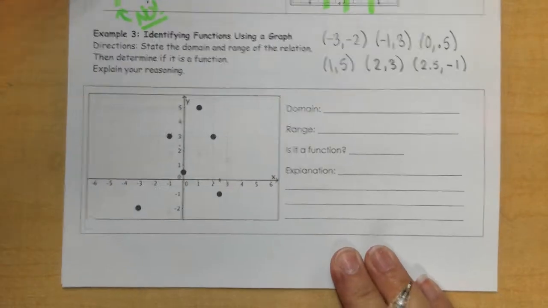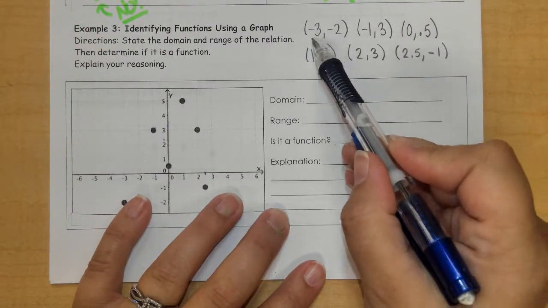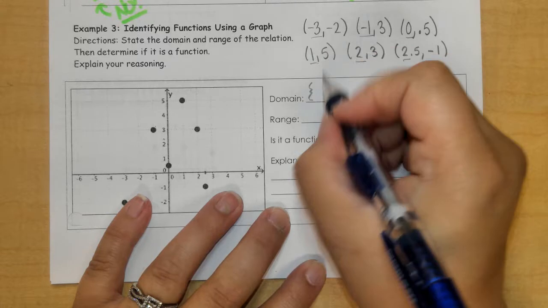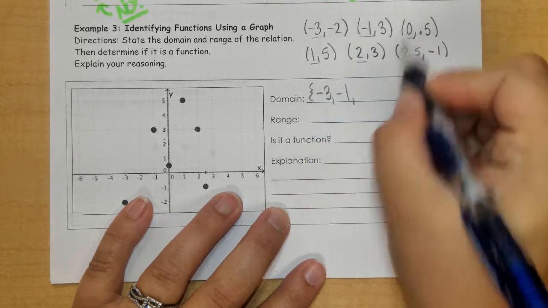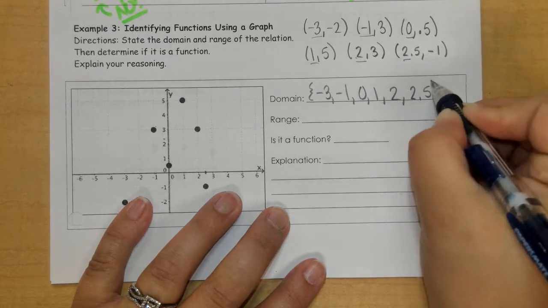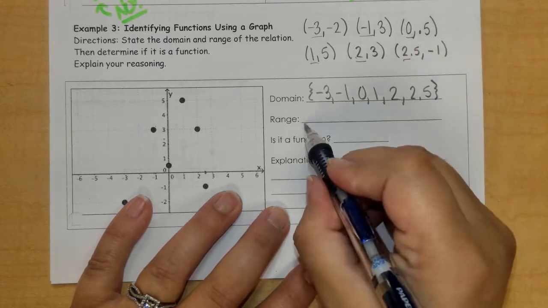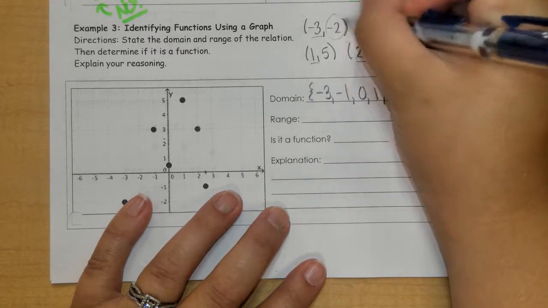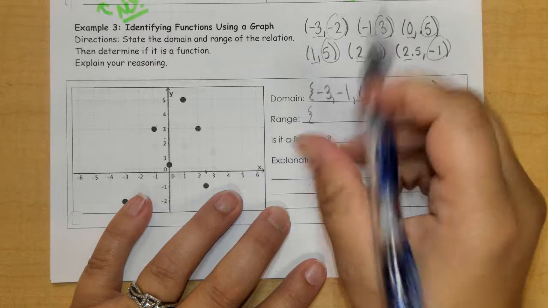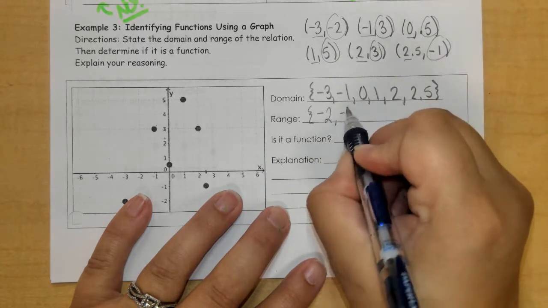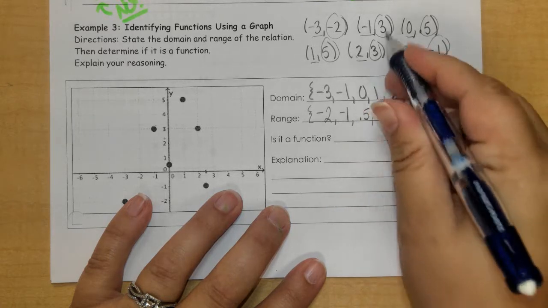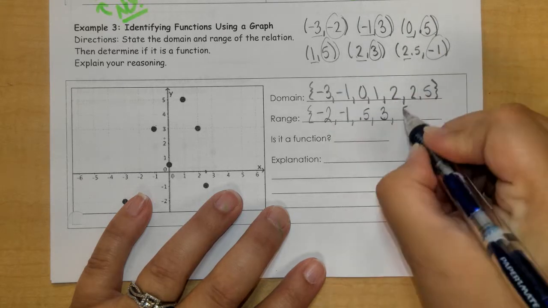So to write your domain, we're looking at our x values. And so I'm going to use set notation again. I would have -3, -1, 0, 1, 2, and 2.5. Then for the range, we're looking at the y values, so the second value. And if I go from least to greatest, -2 is my least, followed by -1, then 0.5, 3 written twice, so I only write it 1 time, and then 5.